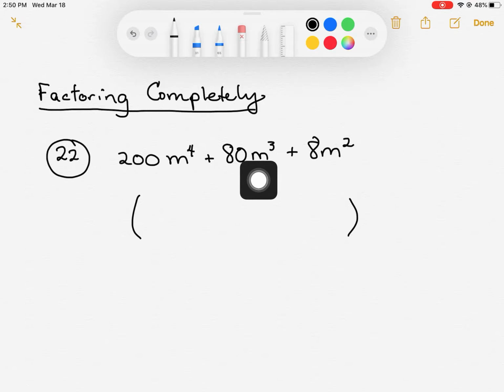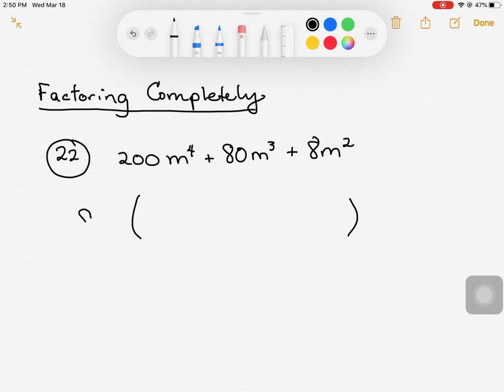And it looks to me also like 8, 80, and 200 have a common factor as well. It's at least 4, but let's see if 8 goes into 200. I'm going to check really quick. I haven't checked that one yet. So I'm just going to do some real quick division. It does. It goes in 25 times.